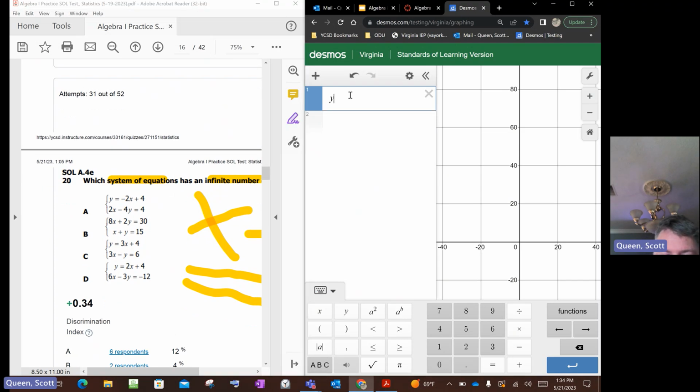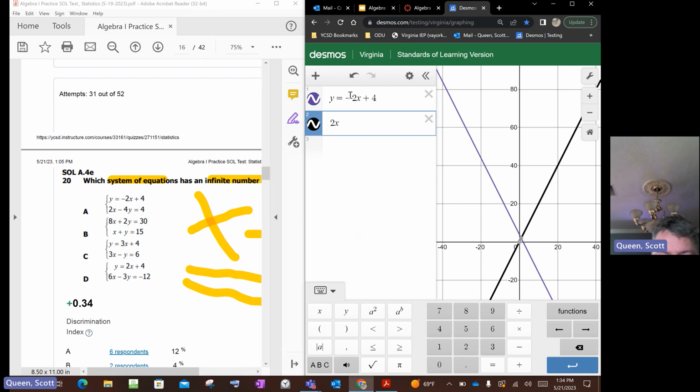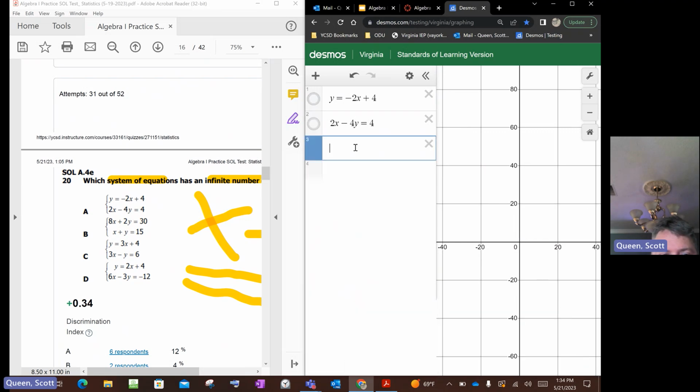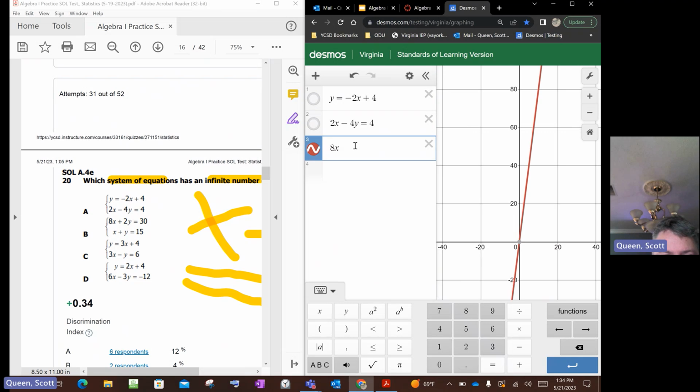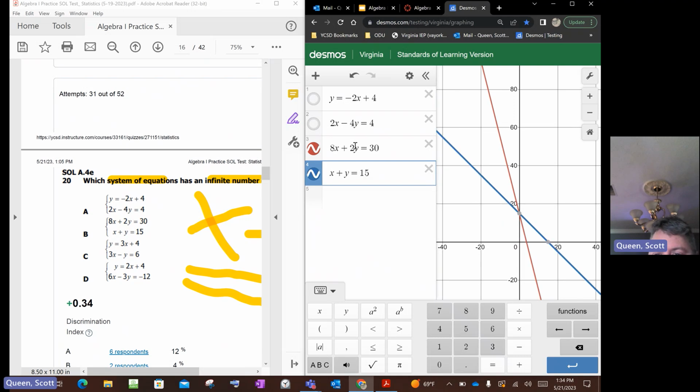So for A, I got y equals -2x plus 4. You got to be willing to take some time to do this. I got 2x minus 4y equals 4. All right, those have one solution, so I'm going to turn those off. That's not it. Now I'm going to be 8x plus 2y equals 30. And the other one for the system for that one is x plus y equals 15. All right, again, they cross. That's one solution. That's not what I'm looking for.